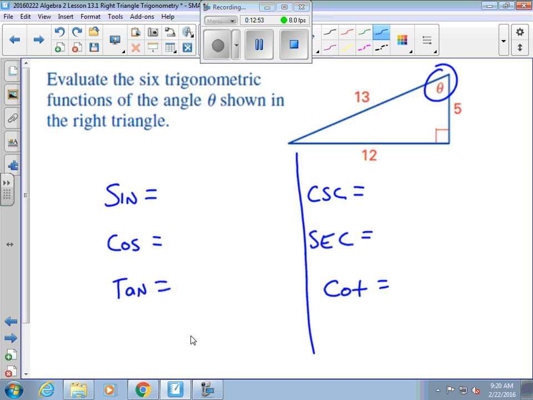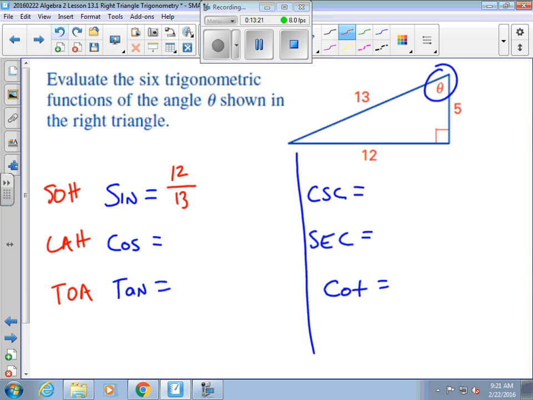Easiest way to do the 6 trig functions. Do the sine, cosine, and tangent because you know that SOHCAHTOA will give you those. And then pair them. Notice I have them paired across from the cosecant, secant, and cotangent. So the sine is the opposite over the hypotenuse. The opposite of theta is the one that's directly across, 12. So the sine is 12 over the hypotenuse, 13.